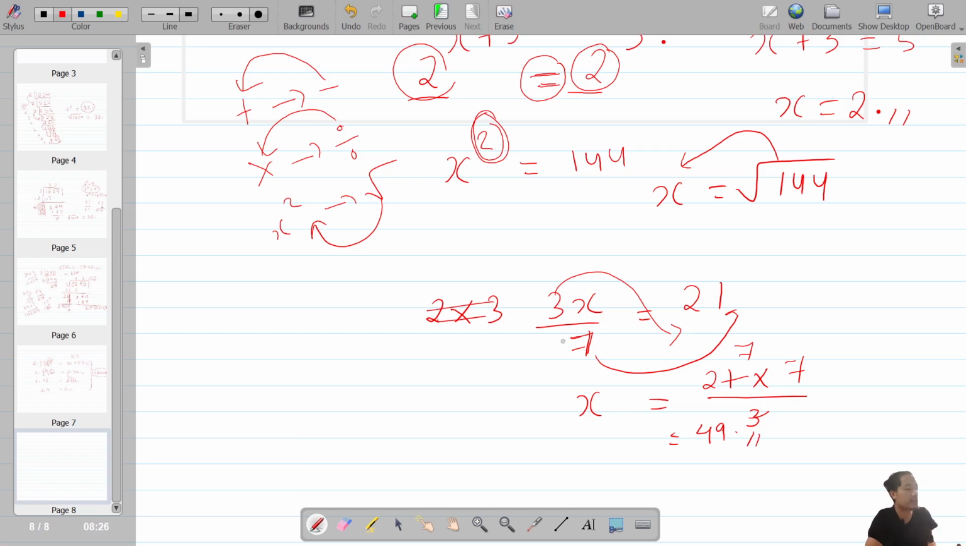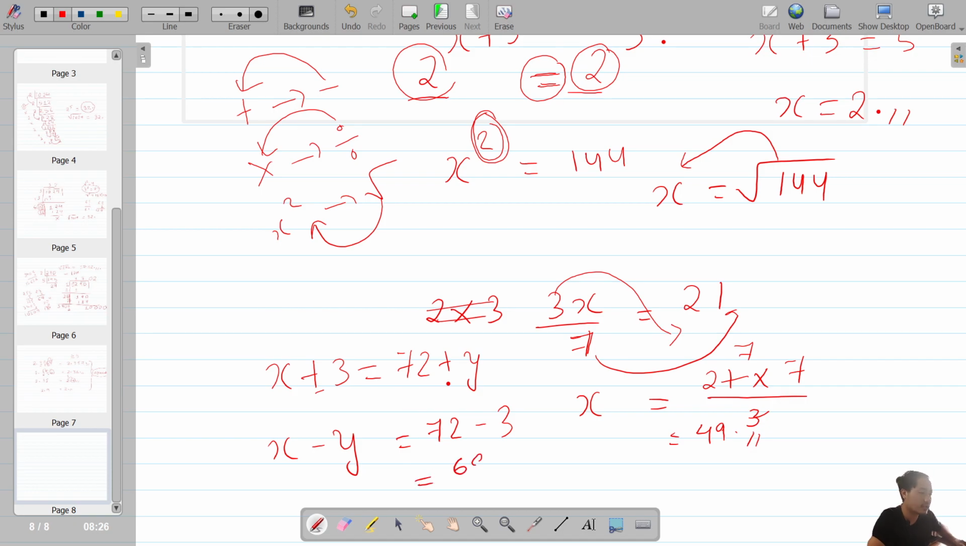In this way, you change sides. Say x plus 3 is equal to 72 plus y. So when y goes to the other side, it becomes minus because it is plus here. Plus 3 will become minus because it is plus here. Then you will get 69. So in this way, you also have to remember the sign changes, or the operation changes, when it goes from the left hand side to the right hand side.